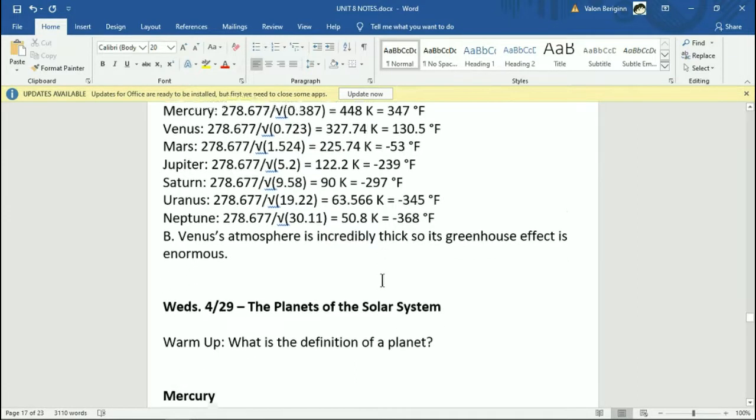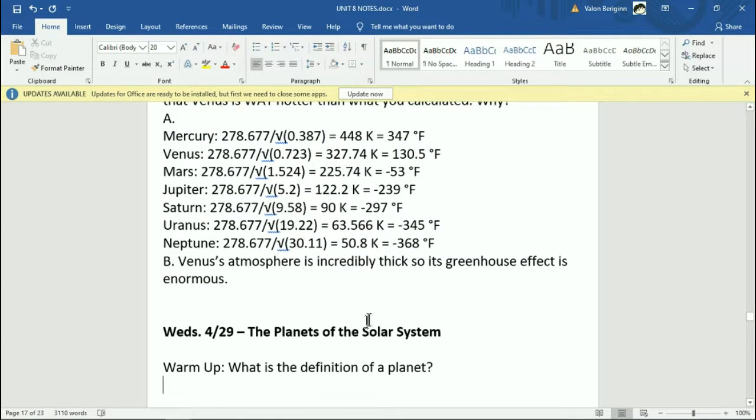So the easy obvious one is the object must orbit the sun, or a star, I guess, if you're talking about a planet of another star. But yes, it must orbit the sun. A moon is not a planet because it orbits the Earth, not the sun. So that's the easy one.